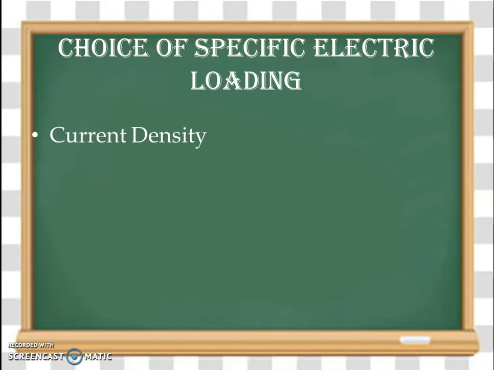Then our next point is the current density. The limiting value of specific electric loading is fixed by the maximum allowable temperature rise and the cooling coefficient. A higher value of specific electric loading can be used in a machine which employs lower current density in the conductor. So current density should be less when we go for a higher specific electric loading.